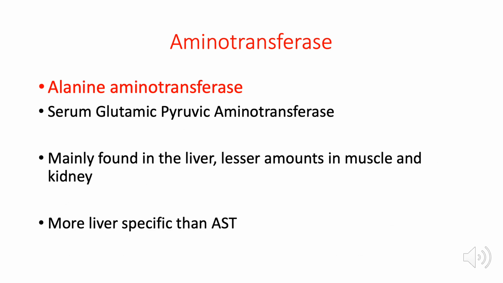Alanine aminotransferase is mainly found in the liver. That is in contrary to AST. So therefore, ALT is more specific to the liver than AST. So if you have a patient who is probably having a hepatitis, you should request ALT and not AST.